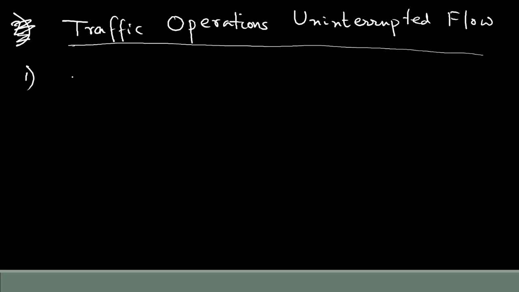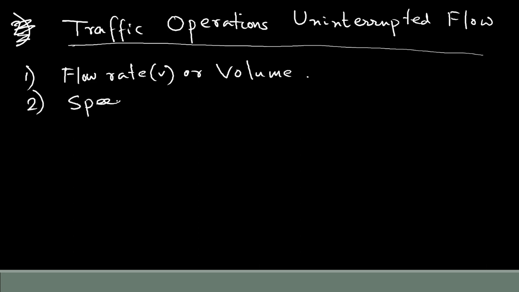Number one, which is very important, is flow rate. Flow rate is V, or volume. When you have 1 hour, we call it volume. If you have, say, 15 minutes and convert that 15 minute volume data into an hourly figure, we call it flow rate. Number two is speed. What is speed? Number three is density. What is density? You need to know.